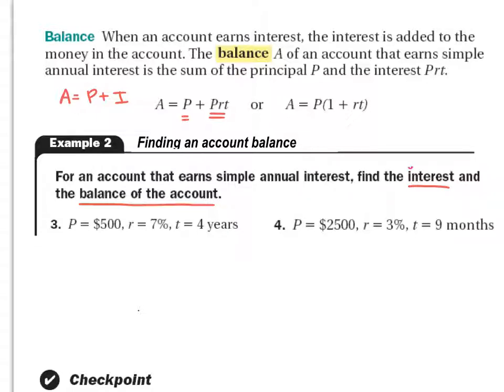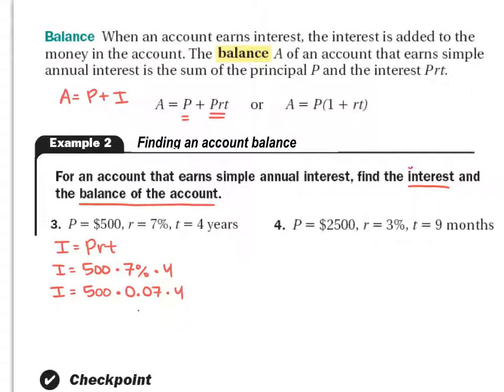So number 3, we have that the principal, what we start with, is $500, the rate is 7%, and the time is 4 years. So I start with my equation, I equals PRT. So the interest in this case would be 500 times 7% times 4 years. And remember, before I start multiplying, I can't multiply by 7 because 7% does not have the value of 7. It's actually 7/100, or 7/100 times 4.